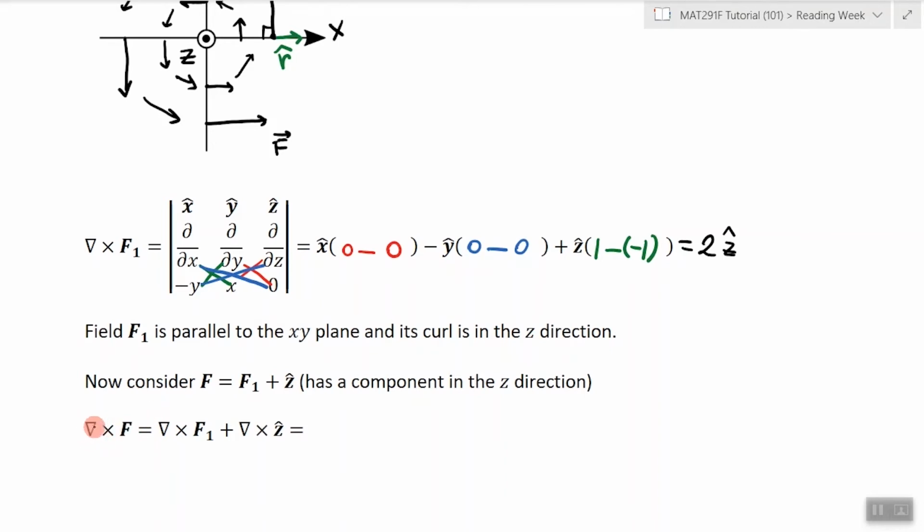And now let's compute the curl of this. Curl of f, by linearity of the curl operator, will be curl of f1 plus curl of z hat, right? Curl of f1 we just computed, it's 2 z hat. Now curl of z hat is 0, because curl of any constant vector field is 0. And also you can check this by just computing it. I'll do it on the side.